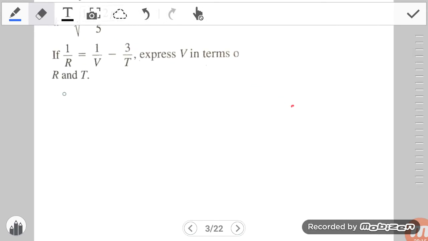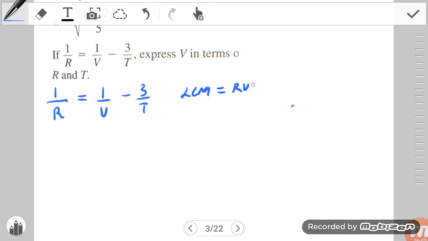So we have 1 divided by r is equal to 1 divided by v minus 3 over t. So the first thing we want to do here is to get rid of the current denominators, which is r, v, and t. And we can do that simply by multiplying each of the variables in the expression, the equation, pardon me, by the LCM. So the LCM here is RVT. Okay, so the LCM here is equal to RVT.